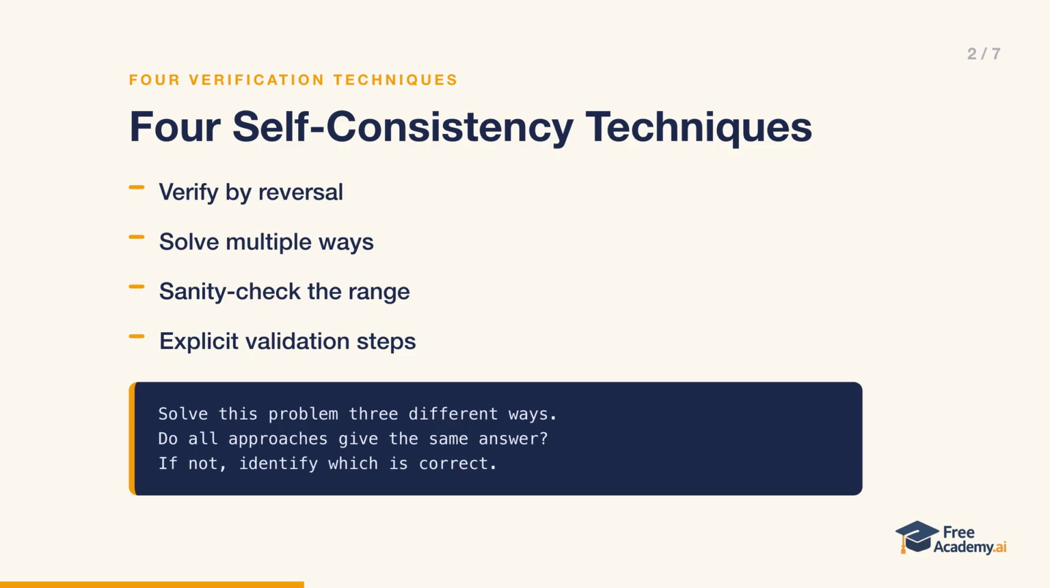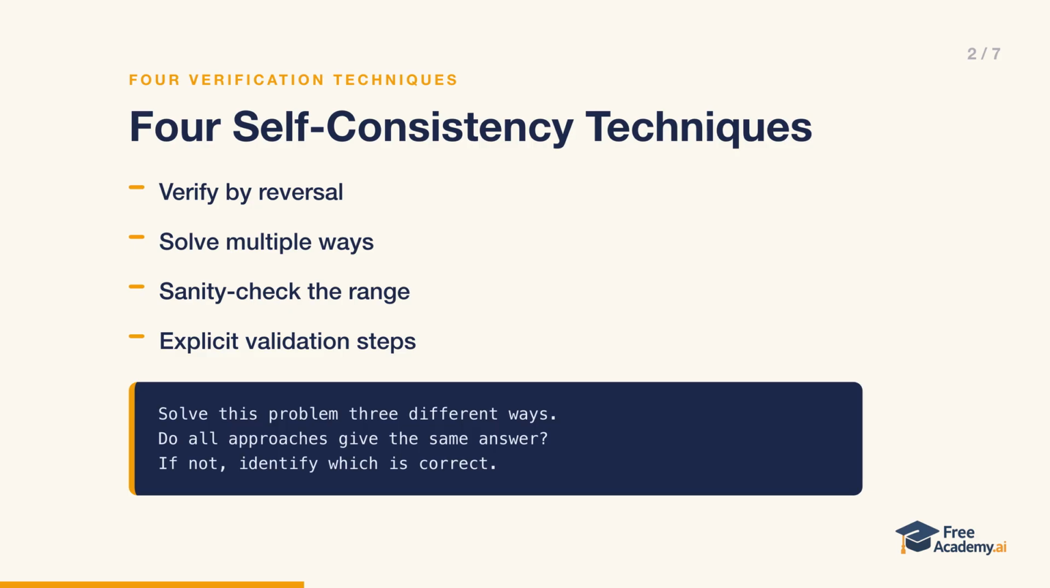There are 4 core techniques you can mix and match. The first is verify by reversal. Solve the problem, then reverse the calculation and check that both methods agree. The second is multiple approaches. Ask the model to solve the same problem 3 different ways, and if they don't match, figure out which one is right. The third is sanity checks.